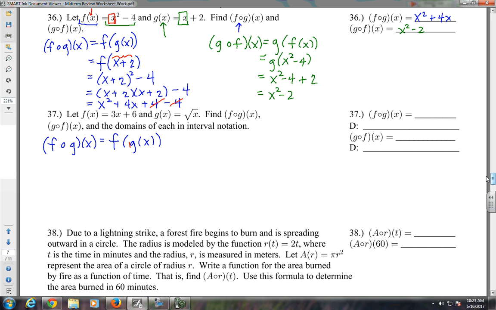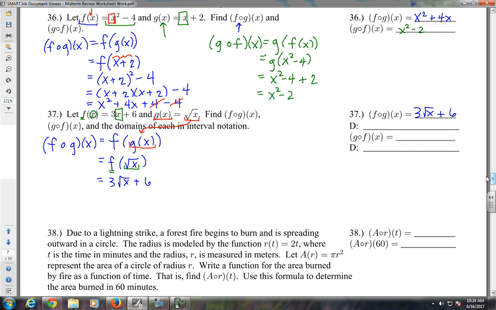Starting on the inside with g, I'm going to pick up g's function rule, which is this square root of x. So that's going to come right here and replace that function. We have f of square root of x. Now, this line says, now go to the function f. So I'm going to go to f. I'm going to replace its argument with the new argument, square root of x. So the square root of x is going to go right there where the variable is. We end up with 3 times the square root of x plus 6. Nothing to simplify here, so we've successfully composed those functions.